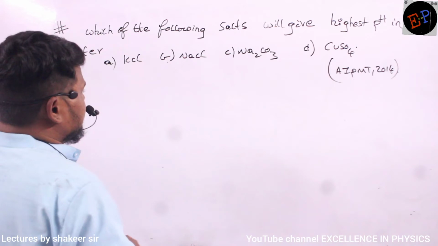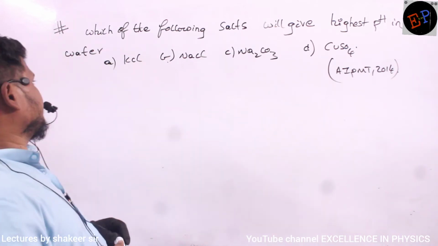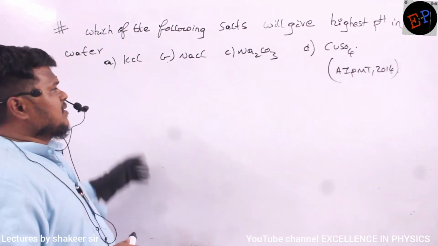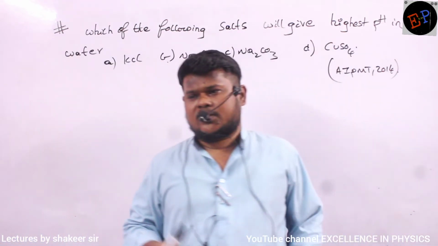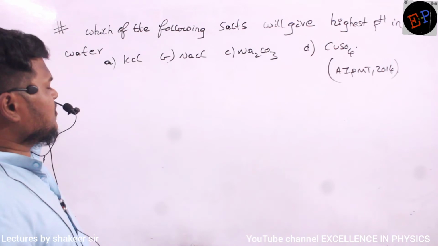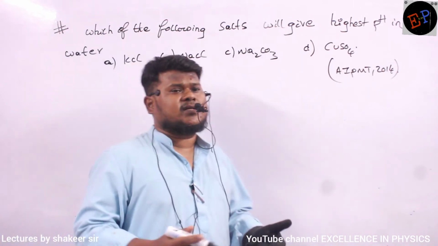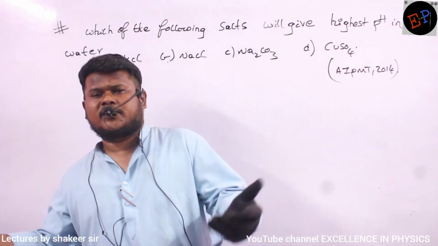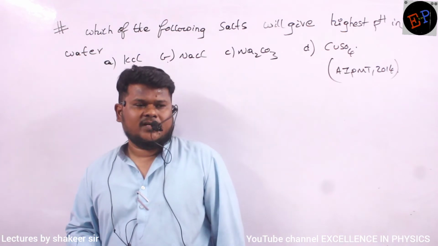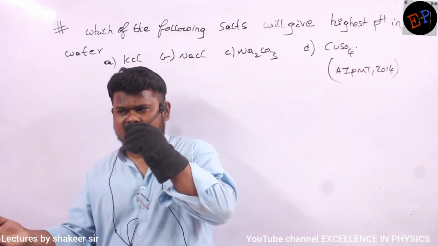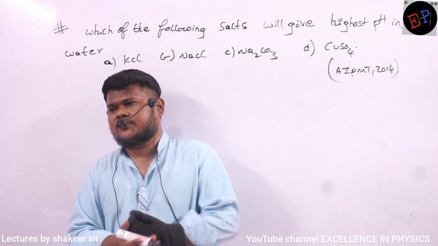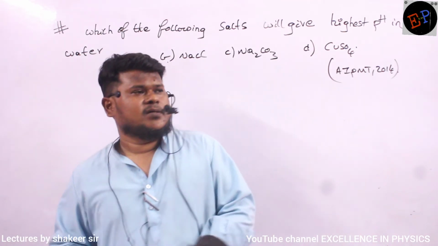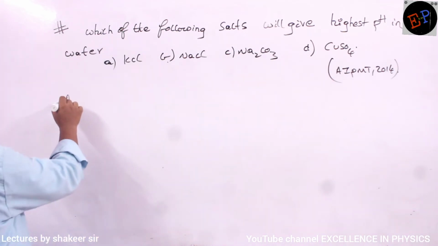See this question. Which of the following salts will give the highest pH in water? Okay, ma? That is, if we put these salts in water, which one will give the highest pH? Which is a more basic salt, that will give more pH. That's all, no? If the pH value is greater, it means that it is more basic in nature. So the more basic the salt is, the more pH value it will give in water. That's all.